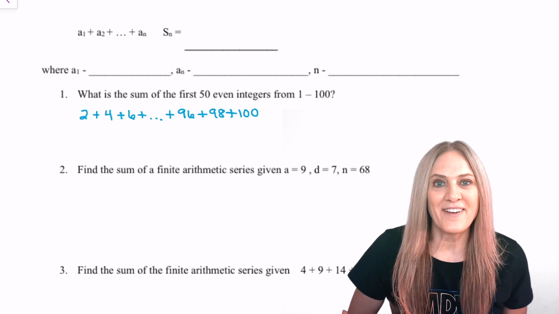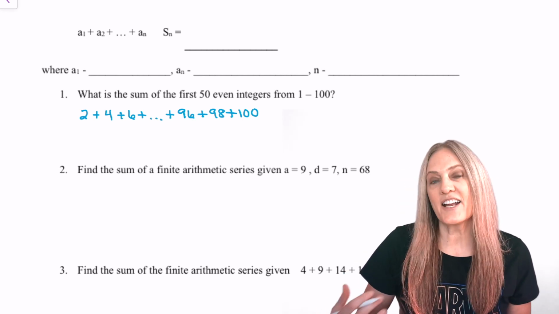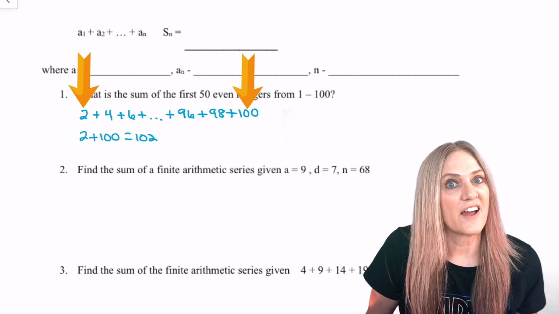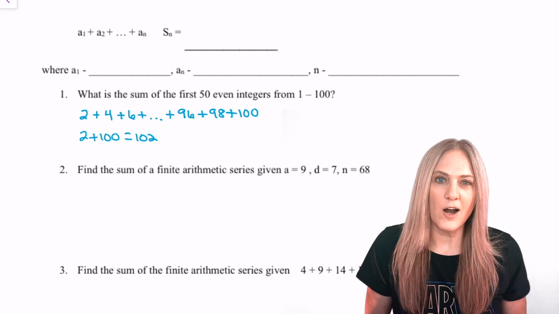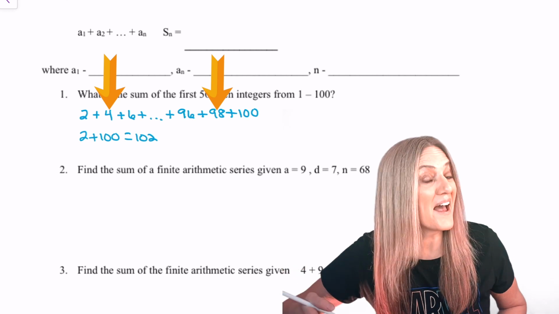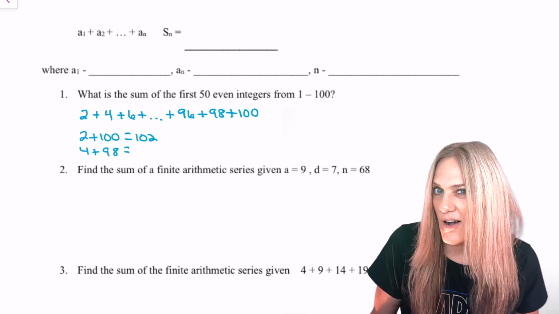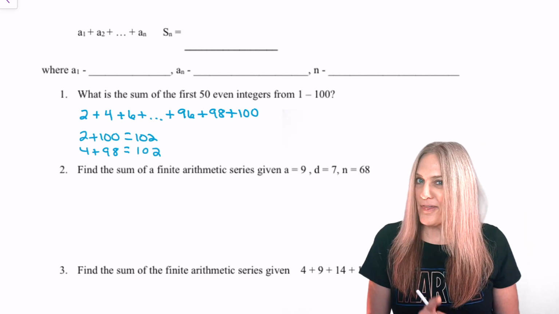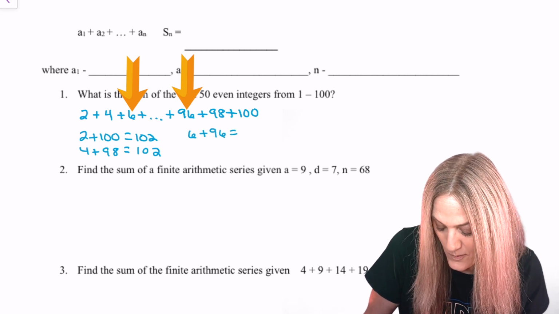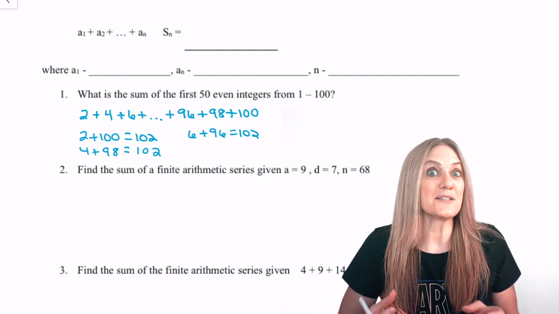Okay, I find this very interesting. Let's look at some sums of our series. Let's take our first term and our last term. 2 plus 100. Well, that's 102. What about our second term in the series plus the second to the last term in the series? Well, that's 4 plus 98. That's also 102. What about the third and the third to the last? 6 plus 96, 102.